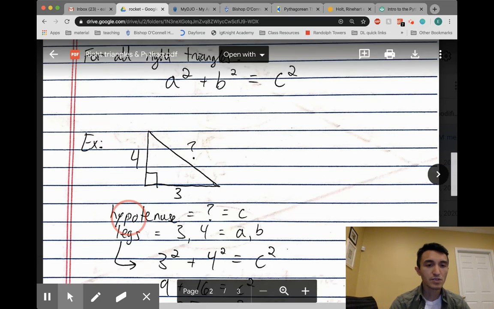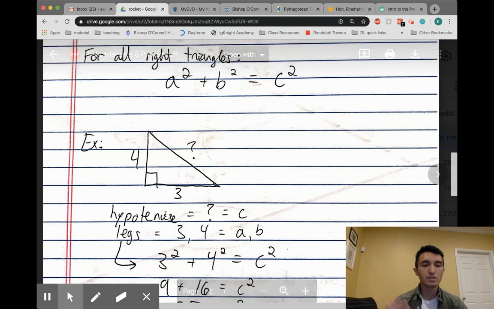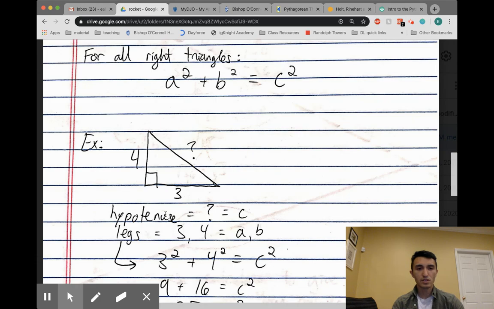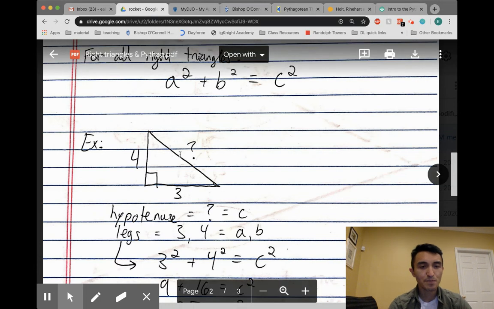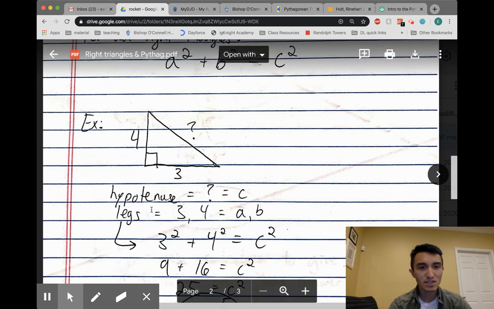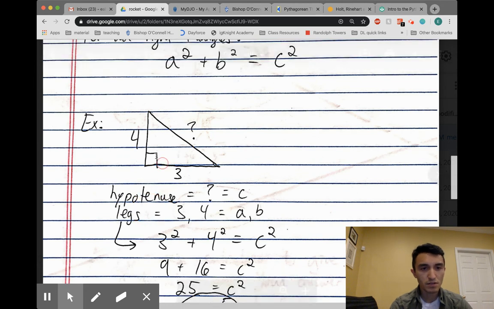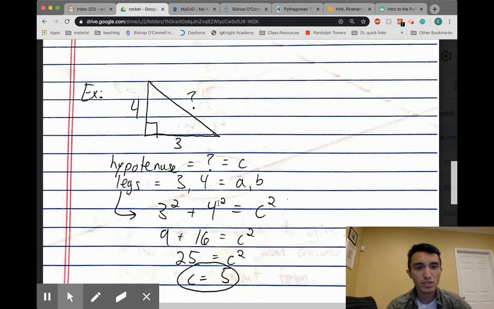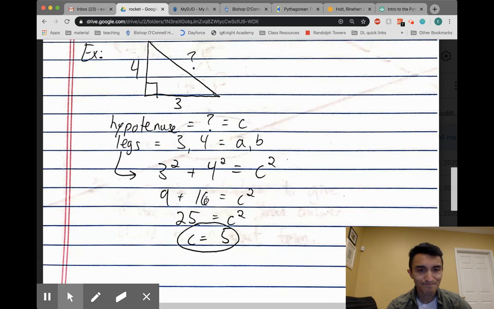So the hypotenuse, and for those of you that haven't done this before, you always just want to get used to knowing which side is what. The hypotenuse right now is this question mark, and that we're just going to leave as C. The legs are 3 and 4, because they're not across from this right angle. They're next to it. So the legs are 3 and 4, so we have our A and B. So the only unknown right now is C. So we just fill in the equation. That means that 3 squared plus 4 squared is going to equal C squared.